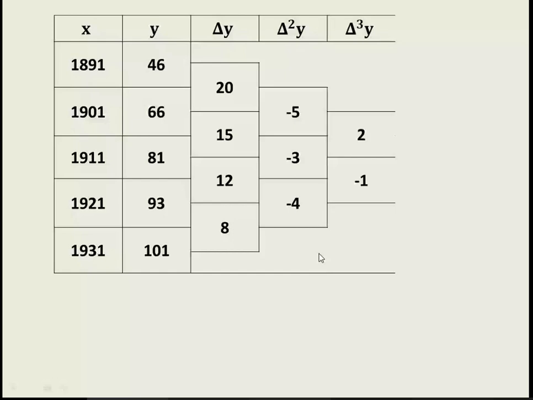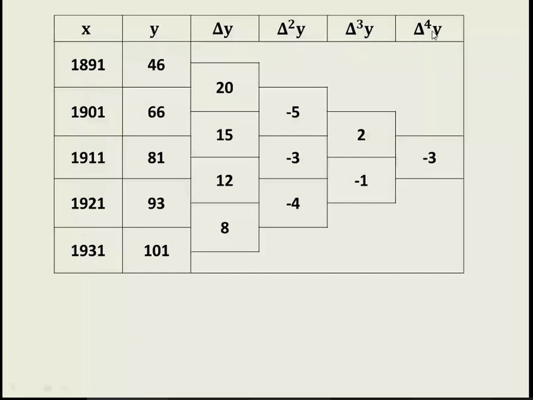Take more differences. We get minus 3 minus of minus 5, that becomes 2. Minus 4 minus of minus 3, that becomes minus 1. Take the further difference of this. That gives us delta raised to 4 y or nabla raised to 4 y. Only the notation changes, otherwise the values of the table will be the same.